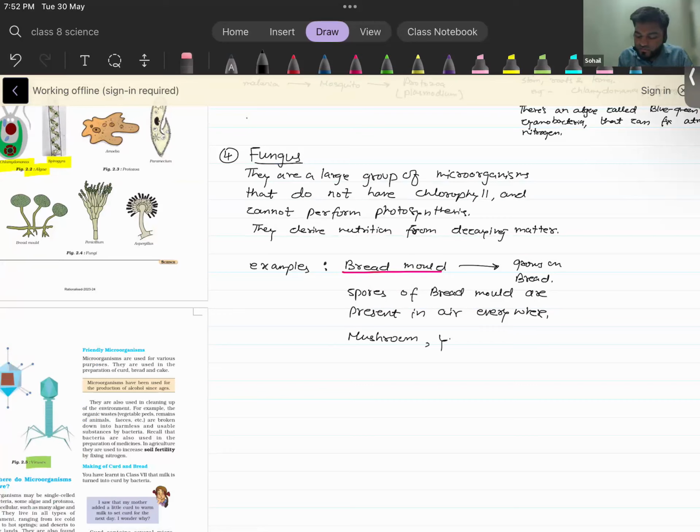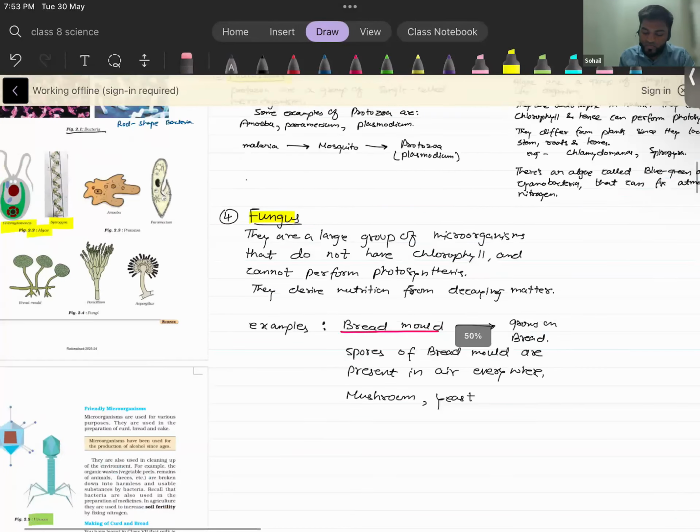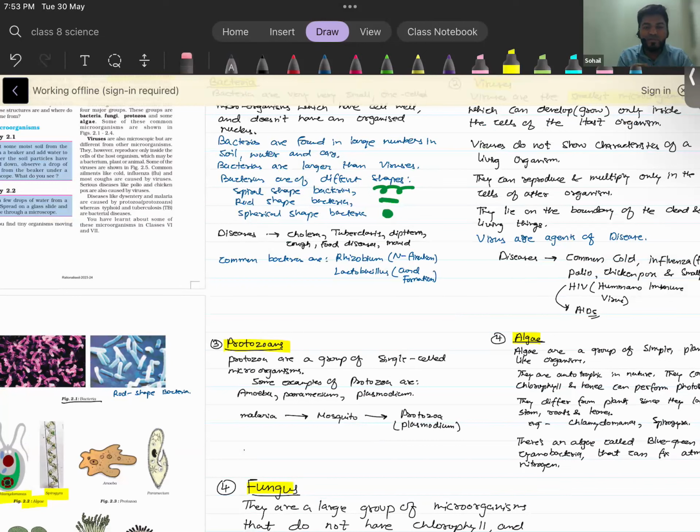We have yeast also. Yeast is used in bakery. Yeast is a microorganism, a fungus that is helpful for humans. It is used in making food. For the production of bread, yeast powder is actually used. We will discuss that as well. Now we have basically covered all the different types of microorganisms: bacteria, fungi, algae, protozoa, and viruses.